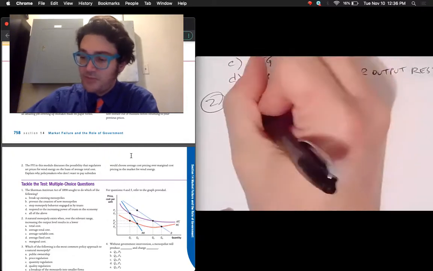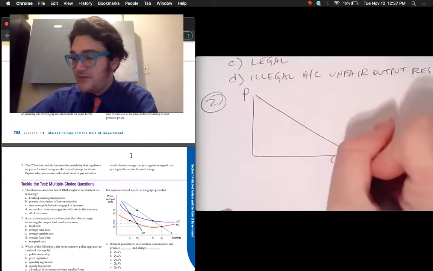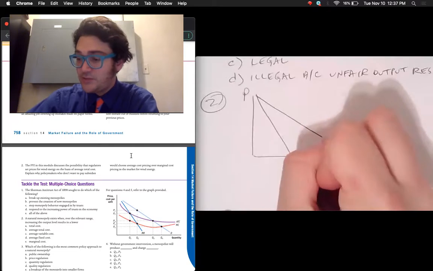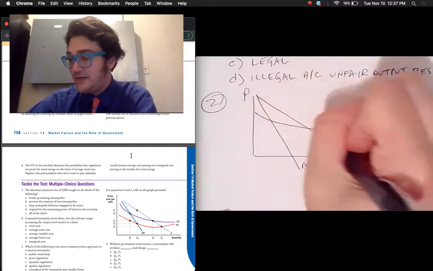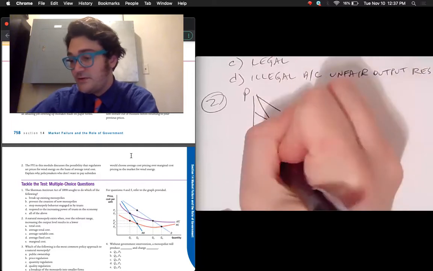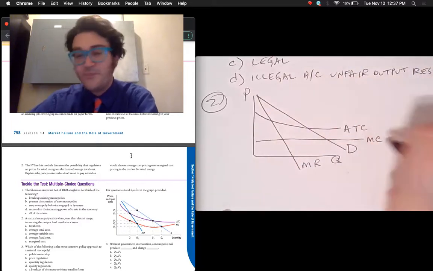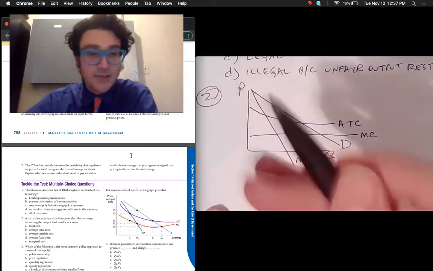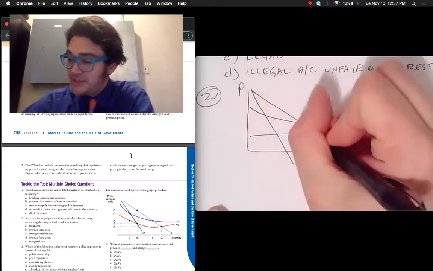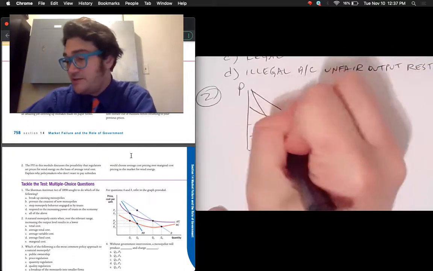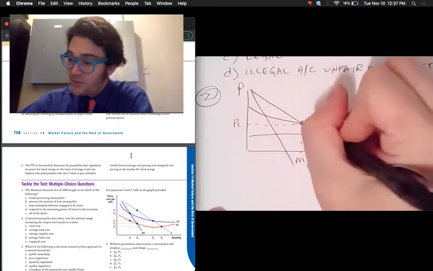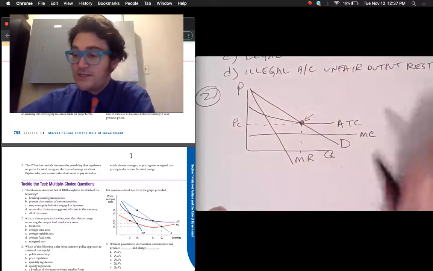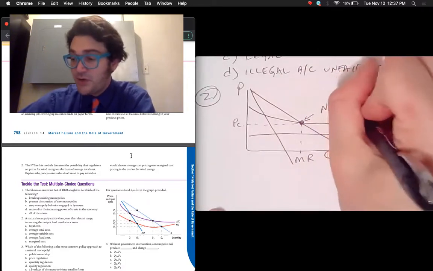So if we said price and quantity, and then we have a demand and a marginal revenue curve that looks like that, and we'd say we have ATC coming down, and then we have MC like this. This is just a natural monopoly, right? So if we were to set the price to be here, a price ceiling right there, then they produce this quantity. And that quantity is no subsidy required, right?